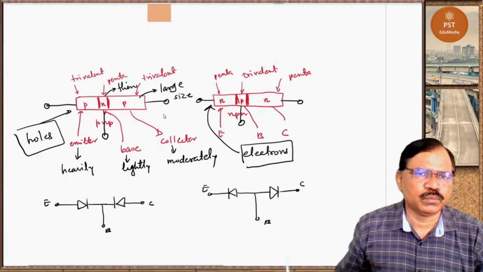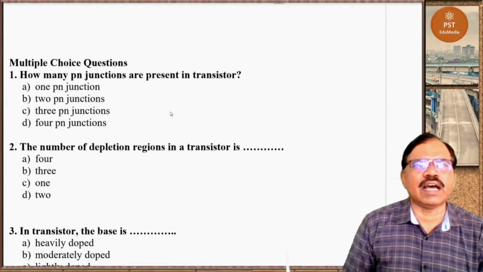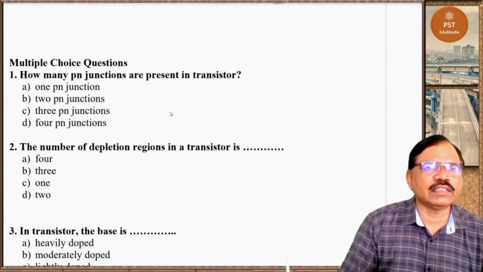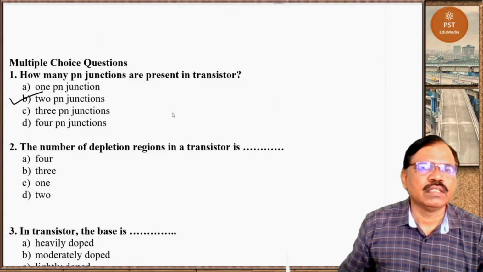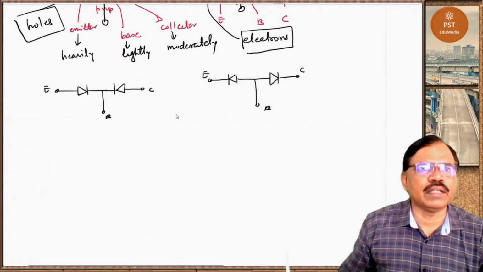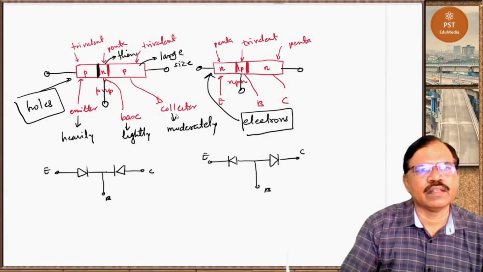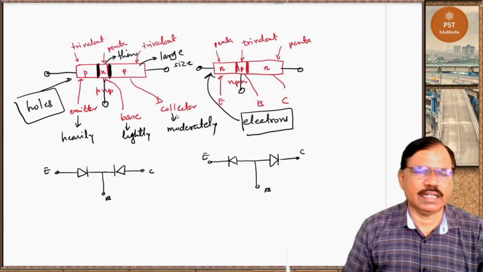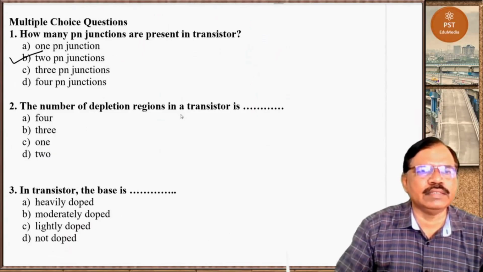Now let us go to multiple choice questions. How many PN junctions are present in the transistor? Just we have seen there are two PN junctions. The number of depletion regions in a transistor is. Now here we get one depletion region between base and emitter, second depletion region here between base and collector. So there are two depletion regions.